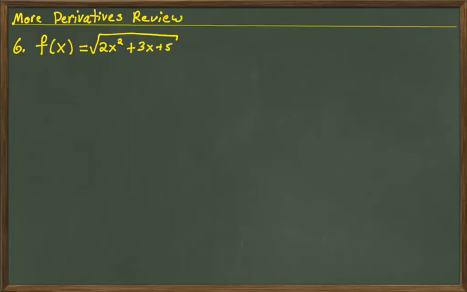Okay, this is the second part of a brief review on derivatives. So we're going to be looking at chain rule, derivatives, exponentials, and logarithms. We're going to start off with finding the derivative of the square root of 2x squared plus 3x plus 5. So recall that square root is the same thing as 1/2 power.